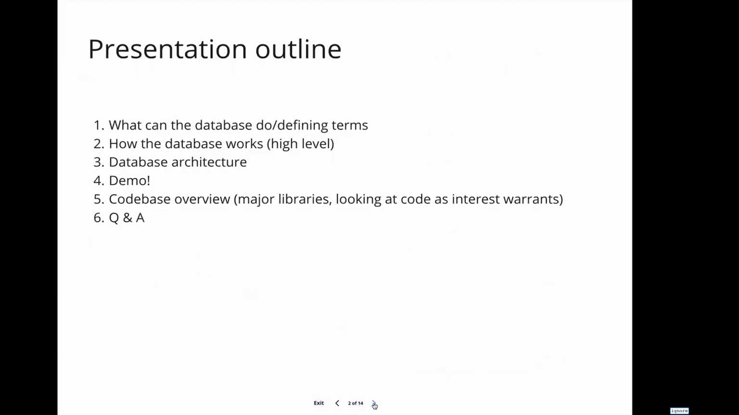So here's how things are going to go. I'm going to start by talking about what the database does. We're going to define some terms just so that the rest of the presentation will make sense. I'm going to talk about how it works at a pretty high level. At some point, if you guys are curious, I'm happy to dig in and show you the code as well, but I just want to start with the high level thing. And then if people are curious, we can dig in as you want to. We're going to talk about the database architecture, both as it exists now and as it should exist one day when it's done.